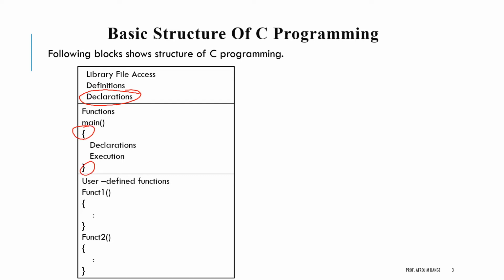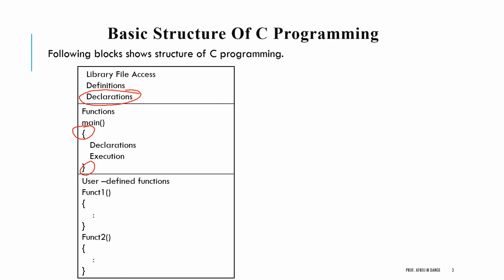The program execution begins at the opening brace and ends at the closing brace. The closing brace of the main function is the logical end of the program. All statements in the declaration and executable part end with a semicolon.